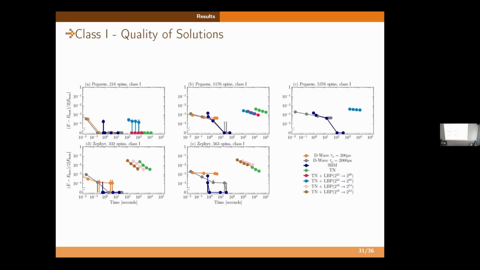Here, I will show just some of the solutions for the class 1 instances. This plot may really look complicated, but here is what I wanted to show. The orange and gray ones are the results obtained by the D-Wave at annealing times of 200 microseconds and 2000 microseconds respectively, where 2000 microseconds is the maximal time we can use on the D-Wave. This is tau A, the annealing time. The dark blue one is the simulated bifurcation machine. The green one is our solution without additional loopy belief propagation. And then the red, blue, purple, pink, and brown are our results.